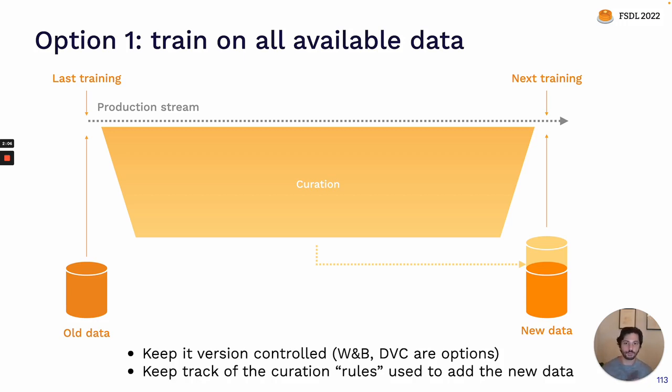And it's also important, if you want to be able to evaluate the model properly, to keep track of the rules that you use to curate that new data. So if you're sampling in a way that's not uniform from your distribution, you should keep track of the rules that you use to sample so that you can determine where that data actually came from.